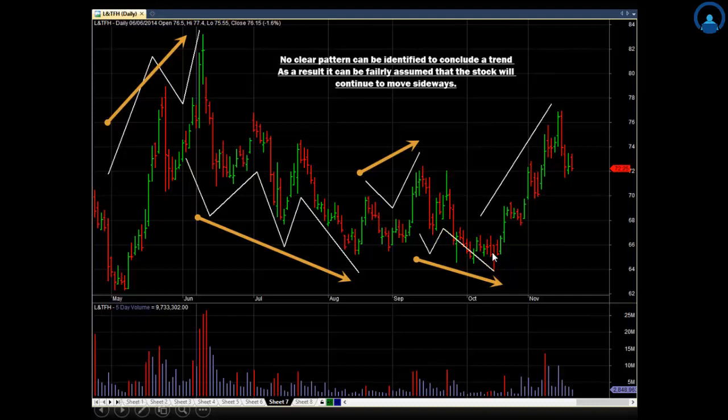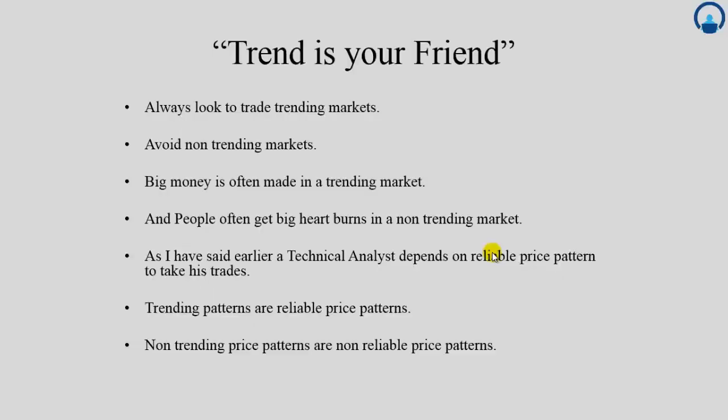Thus, no clear price structure can be identified out of this set of data, telling you that this stock has no clear trend, or no clear tradable trend. As a result, it's better to avoid such charts.